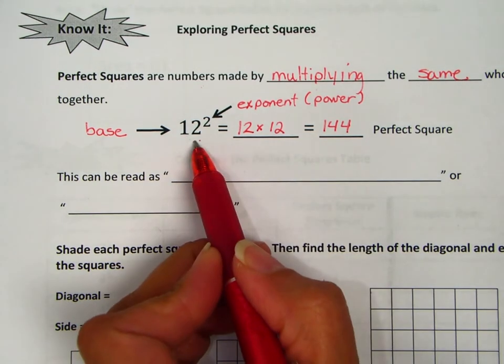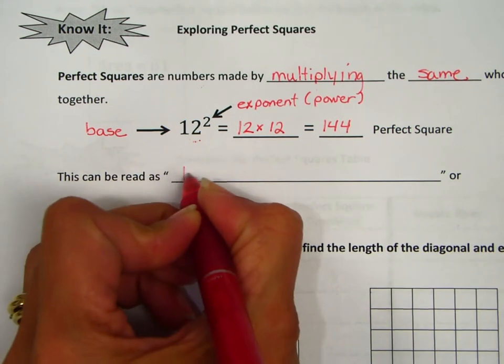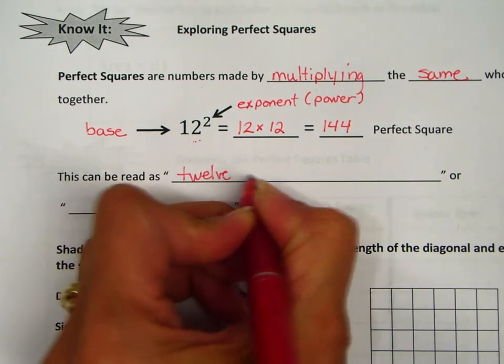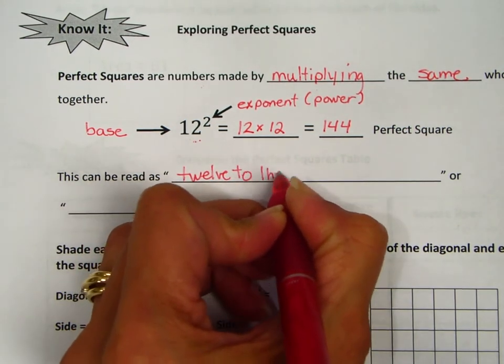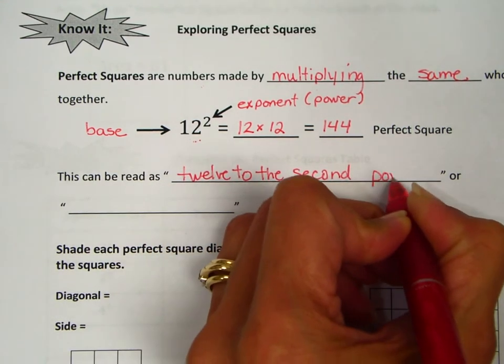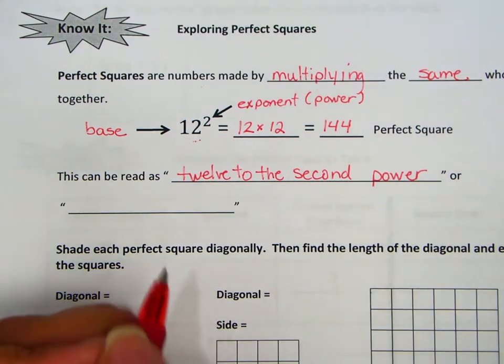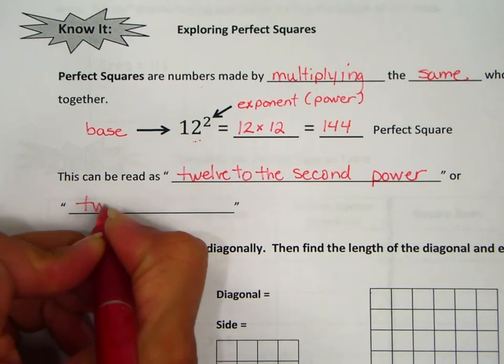We can read this as 12 to the second power, or we can read it as 12 squared.